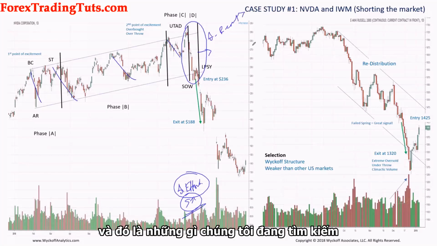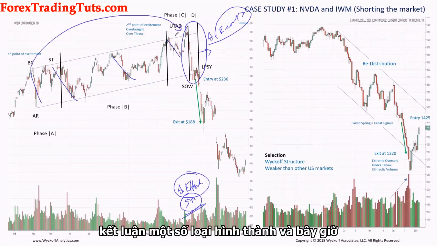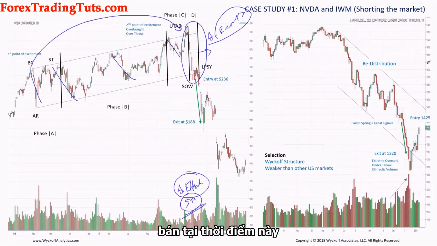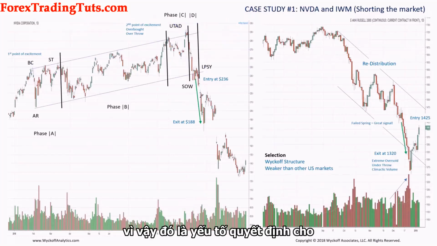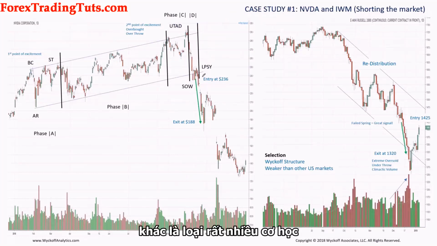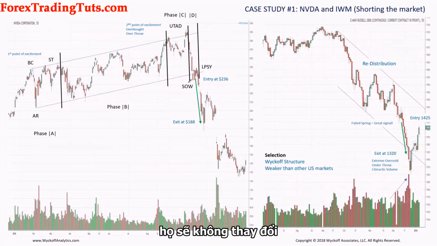And that's what we're looking for in the selection of the stock that has concluded some kind of formation and now shows to us that institutions are selling at this point. So that was the determining factor for the selection of this trade. Everything else was very much mechanical, because tactics are tactics. They're not going to change.